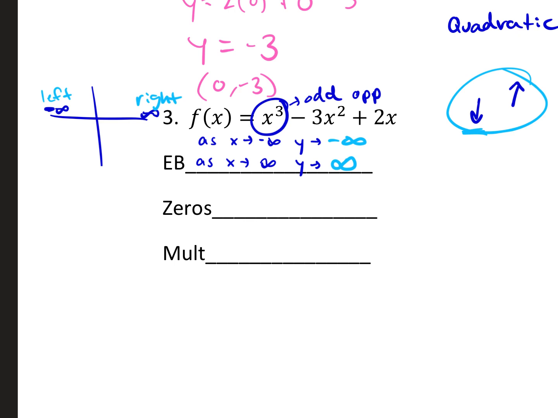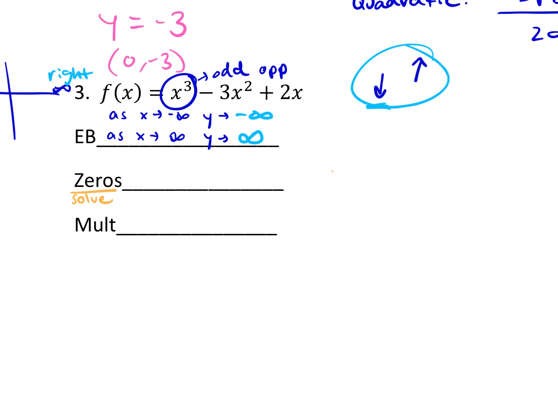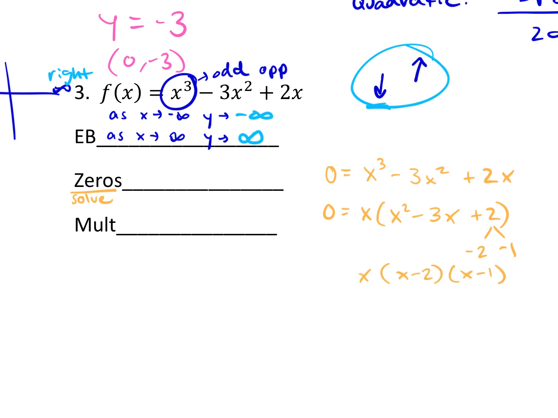Now let's find our zeros. For the zeros, we have to solve, which most likely means we're going to have to factor. So we have 0 is equal to x to the third power minus 3x squared plus 2x. What can I do to factor here? I'm going to take out our GCF, which is an x. So then I'm left with x squared minus 3x plus 2. What are two factors of 2 that add to negative 3? Negative 2 and negative 1. So x minus 2 and x minus 1 and x.